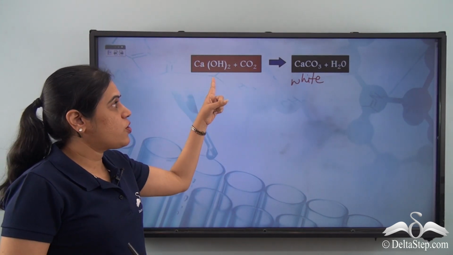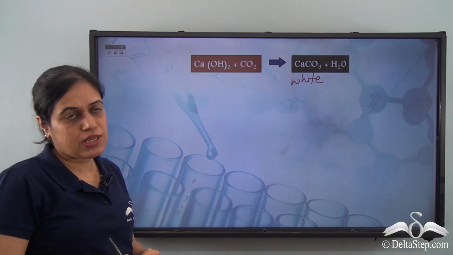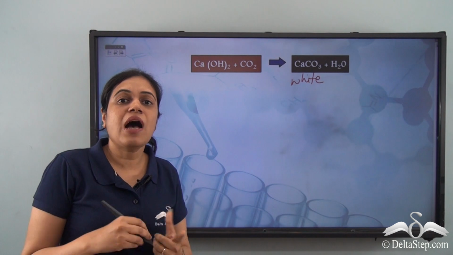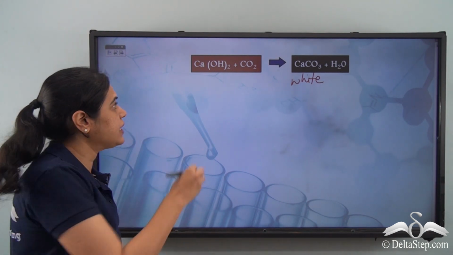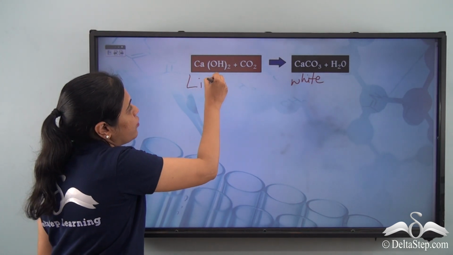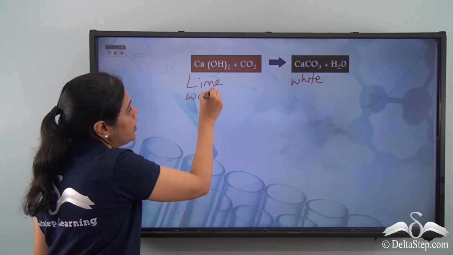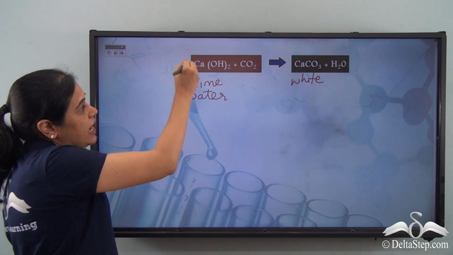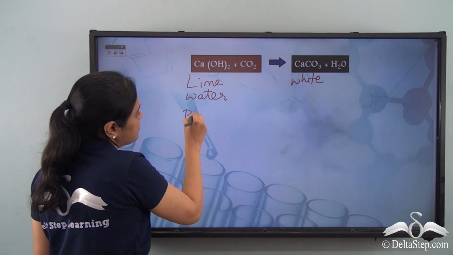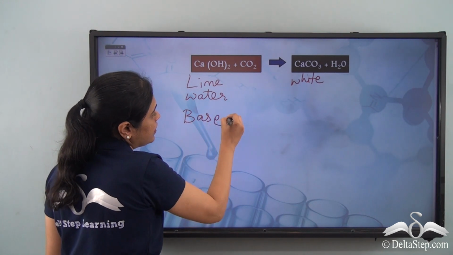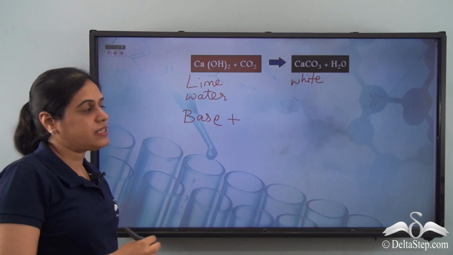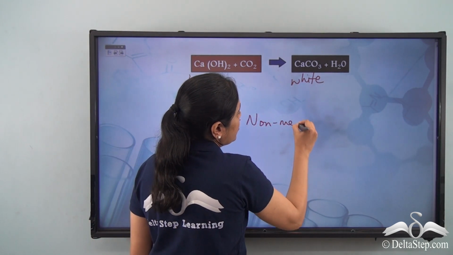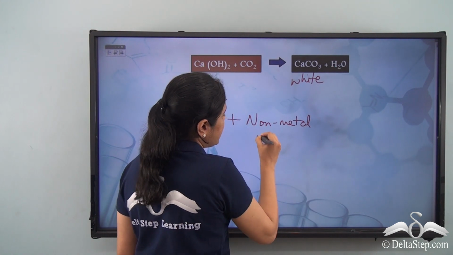So calcium hydroxide reacts with carbon dioxide to form calcium carbonate and water, and we say that carbon dioxide turns lime water milky. Calcium hydroxide is called lime water. Now, calcium hydroxide is a base. Carbon dioxide is a non-metallic oxide, so we can say it is a non-metal oxide.